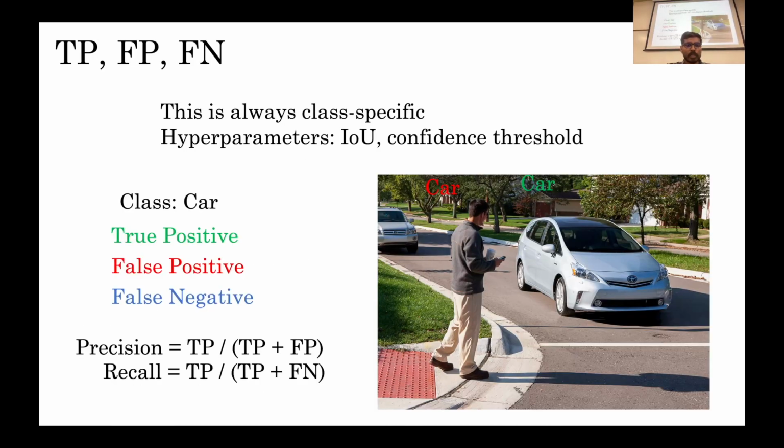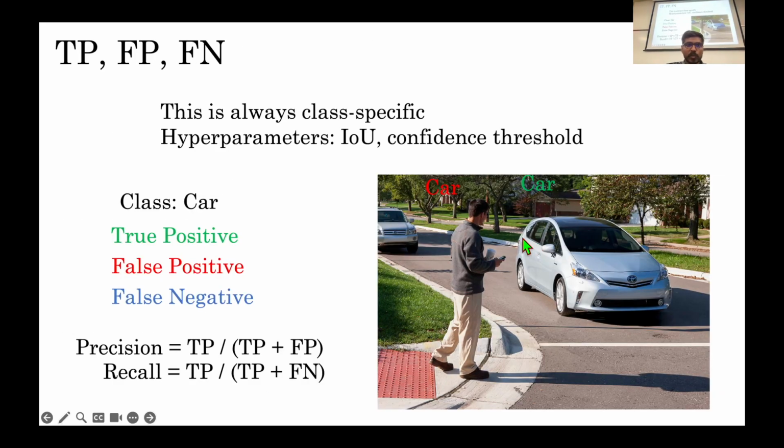Okay. So now let's see how we will evaluate such an algorithm. We will quickly see true positives, false positives, and false negatives. How would you get these numbers for object detection? When you get these numbers, they are always class specific, which means you are computing this only for a single class. For this example, let's consider that class to be car. There are two hyperparameters while computing this. One is IOU, another is the confidence threshold.